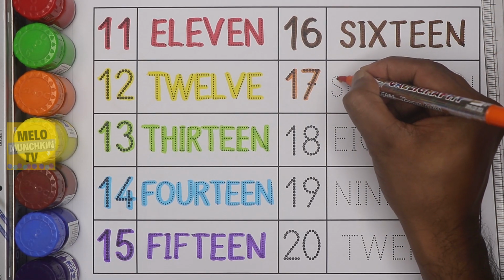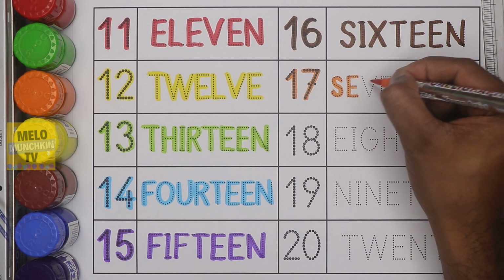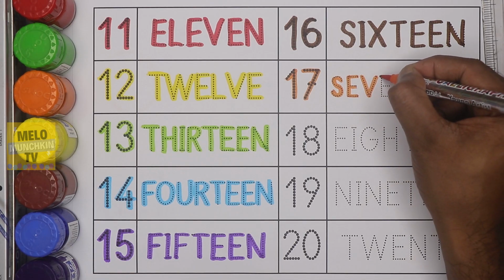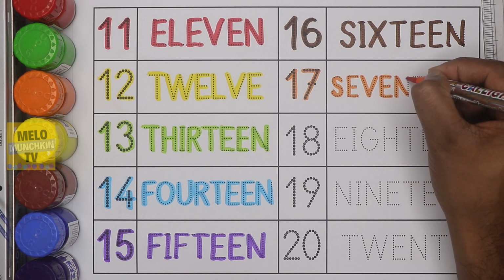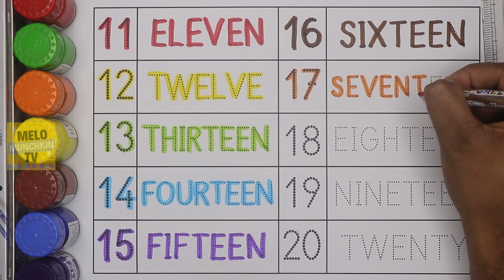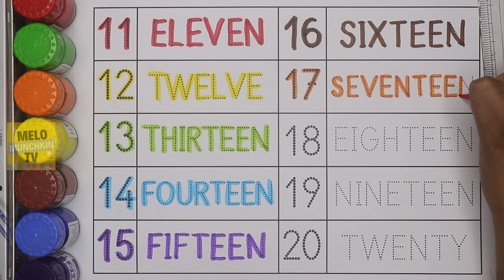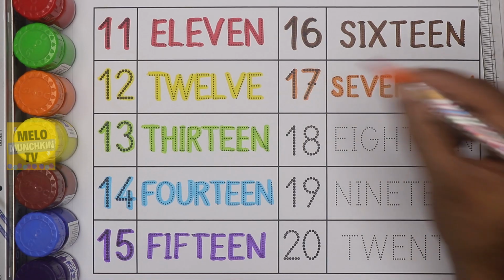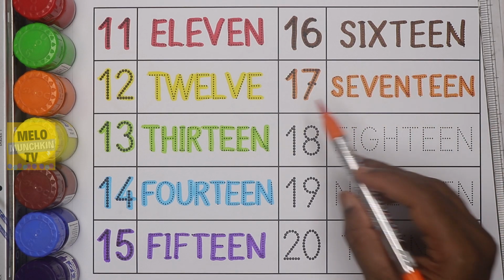Next, I'll take orange color and write number 17, that is 1, 7, 17. And the spelling is S-E-V-E-N-T-E-E-N, 17. S-E-V-E-N-T-E-E-N, 17.